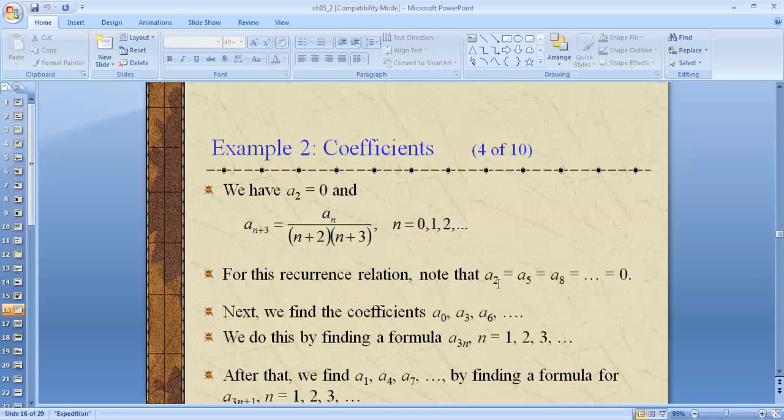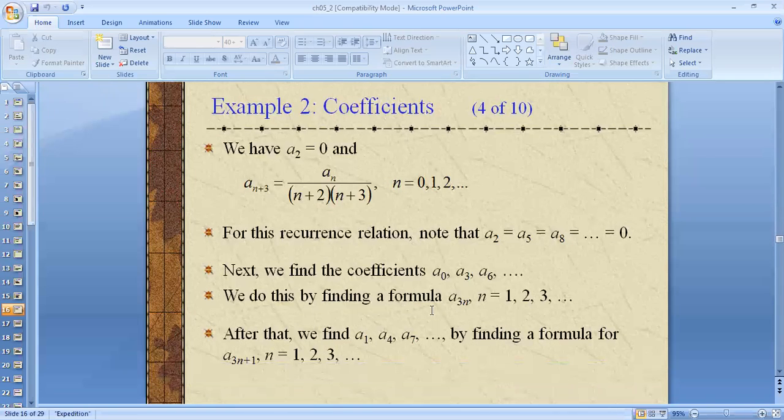From the recurrence relation, a2, a5, a8, all these will be 0. Next we find the coefficients a0, a3, a6. We do this by finding the formula for a3n, where n equals 0 will give a0, n equals 1 will give a3, and so on. This is the recurrence relation. After that, we find a1, a4, a7 from the formula for an plus 3, just putting n equals 1, 2, 3, and so on.